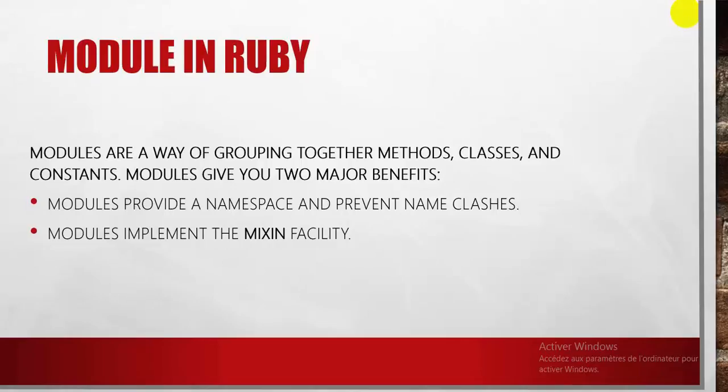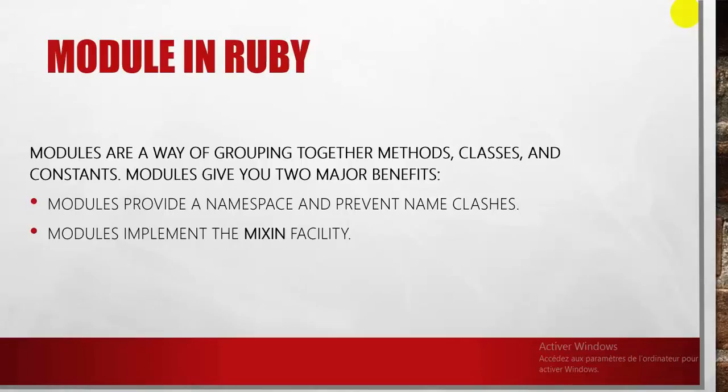For those who have done some Java programming, they must know the package thing in Java. I think packages in Java contain many classes. So I think modules in Ruby are similar to packages in Java, if I'm not wrong. Modules in Ruby can contain many methods, many classes, and many constants.